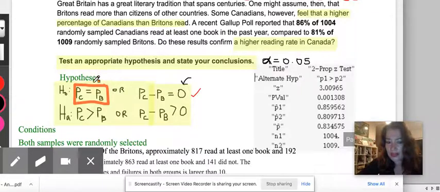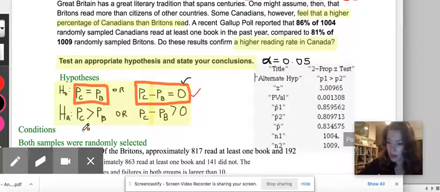Another way to write this exact statement is to just say that the proportion of Canadians minus the proportion of Britons equals 0. In other words, their difference is 0. So these are two ways you can write the hypothesis for the null. You don't have to write both. You can choose either one.